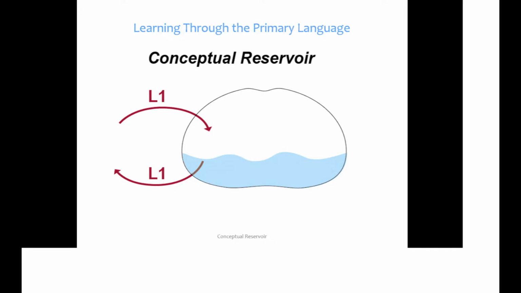Monolingual speakers of any language will always add to their conceptual reservoir and express what they know through their one and only language. So in the drawing that you see, it's represented by the red arrows labeled L1 going in and out of the reservoir. A monolingual Thai speaker will add to and represent what they know from their reservoir only through Thai. A monolingual Finnish speaker will add to the reservoir only through Finnish, and then they can express what they know.